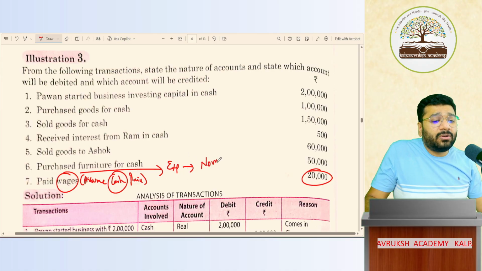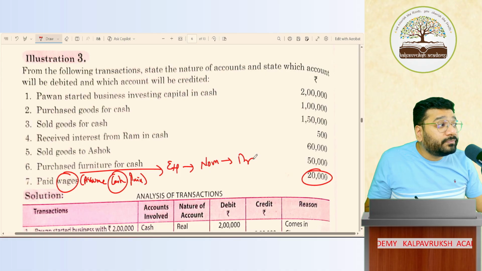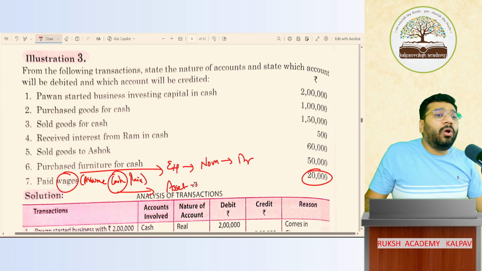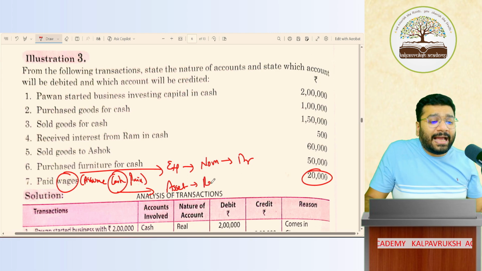No, nominal account. What is the rule of nominal account? Debit all expenses and losses. Whose point of view? Business point of view. Next is cash. Cash is an asset as per the modern rule. All the assets will go to real account except those five. In that five, does cash come? No. Cash is real.